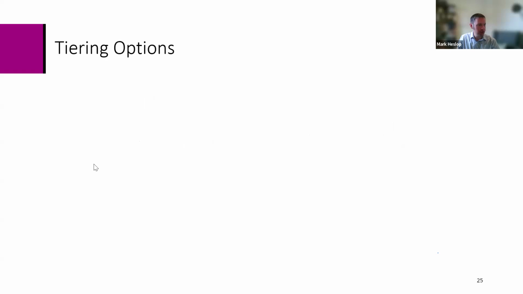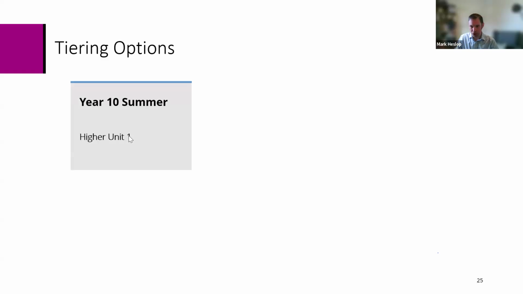And in terms of tiering options, one option would be for your students to do unit 1 in the summer of year 10.